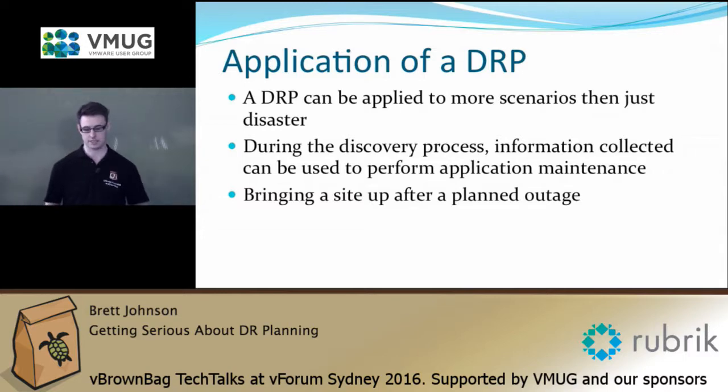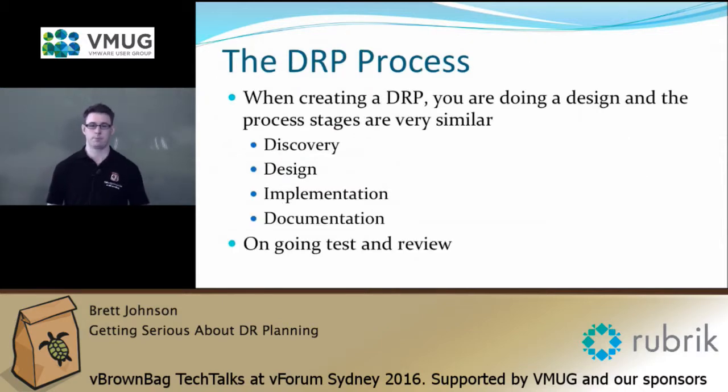From things such as the typical, obviously, unplanned outages, they can help with that. The process to create a DRP is very much like a project. In a sense, it is a project. It has your very typical stages. You need to see what you've got, see what you need, get the budgeting, understand priorities. So there are the very standard steps of discovery, design, implementation, as well as documenting and ongoing test and review.